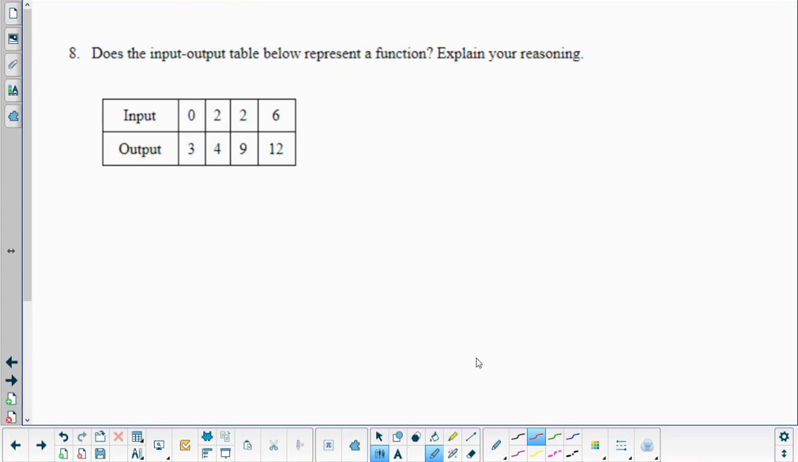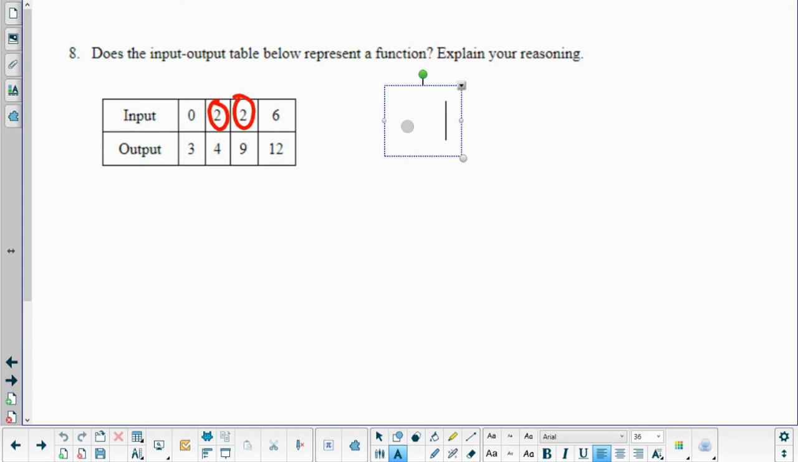All right, does the input-output table below represent a function? What do you think? For this one, it does not represent a function. And that's because if you look at your x's or your inputs, there are two of them that are the same. So the twos match. So for this one, you could say, no, this does not represent a function.